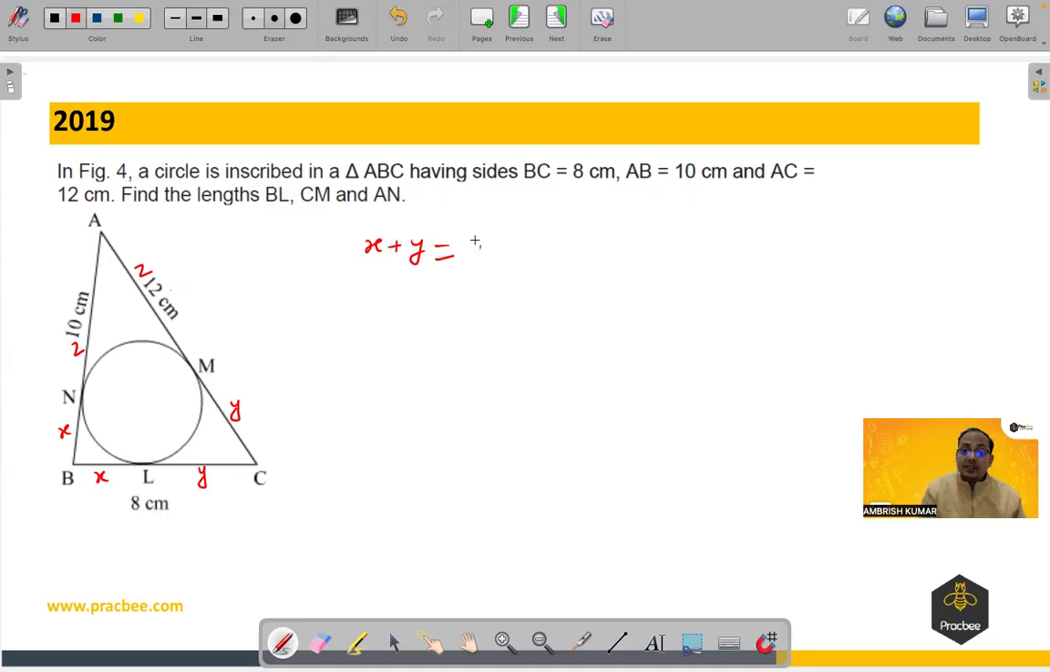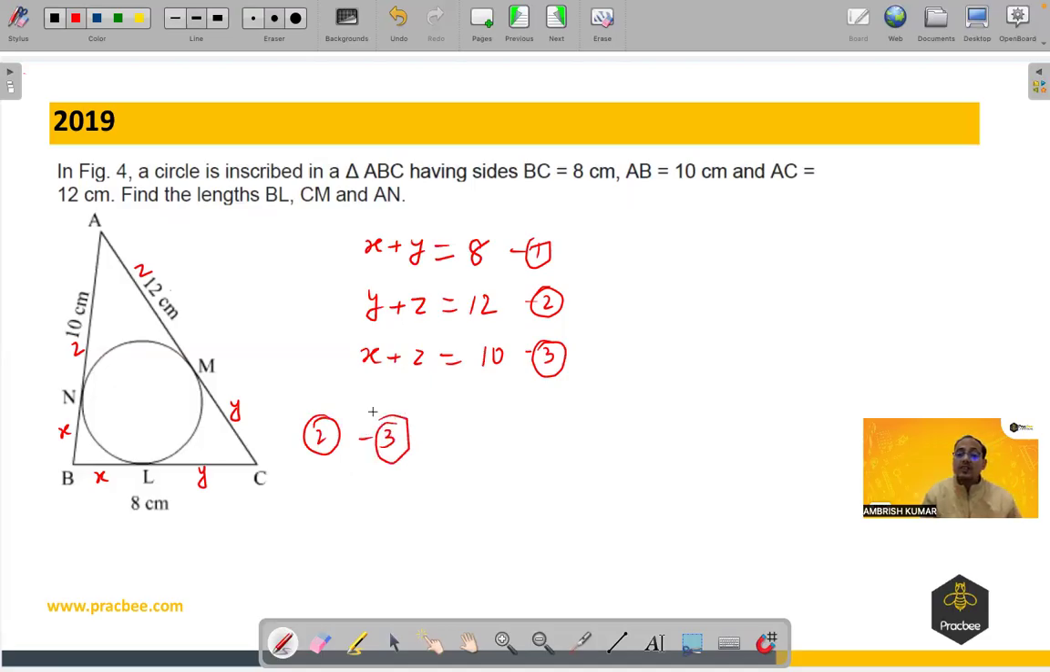BC is 8, Y plus Z means AC, it's 12, and X plus Z is AB, that is 10. Call these equation number 1, equation number 2, equation number 3. Just subtract equation 3 from equation 2. So Z got cancelled, Y minus X you are getting as 12 minus 10. You can subtract any two equations. Now it's quite easy. So Y minus X is 12 minus 10, 2.